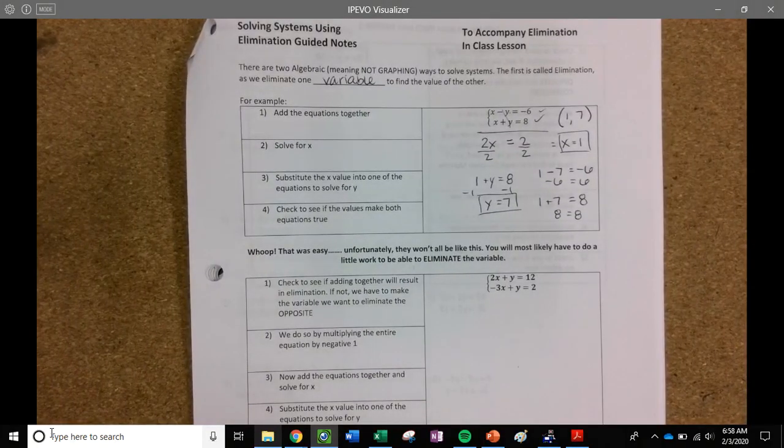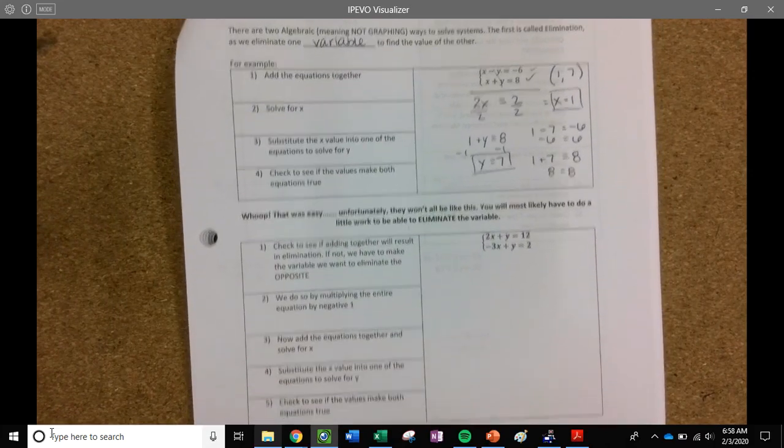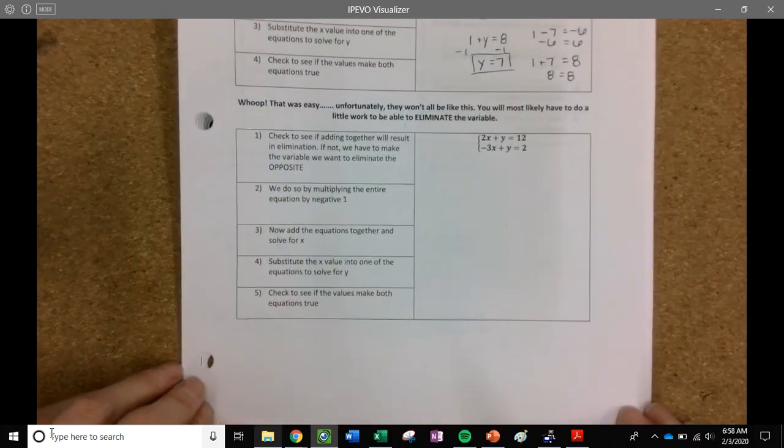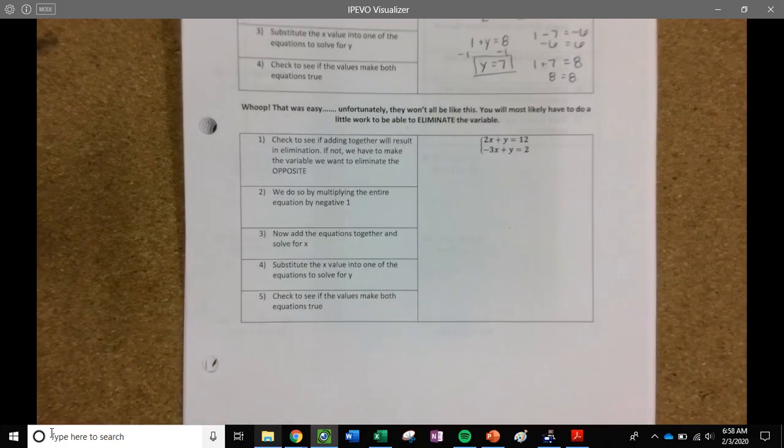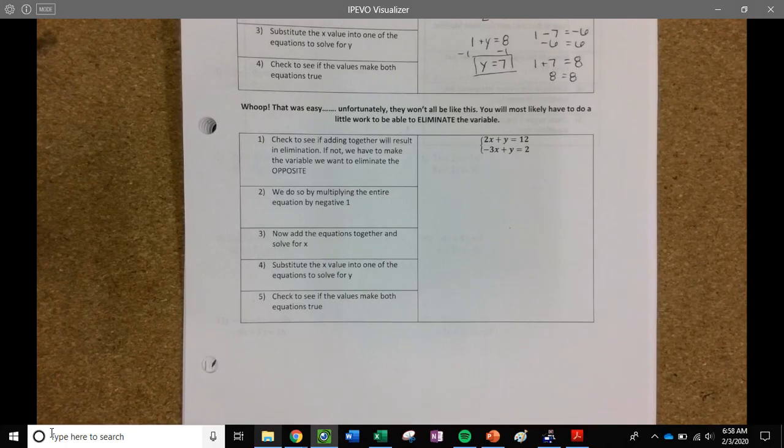All right, so that one was an easy example. Everything was all ready to go for us. The coefficients on the y's were the same with opposite signs. So that was great. We didn't have to do any work. Well, guess what? Life's not fair. It's not always going to be like that. Often we are going to have to do some manipulation here to get our variable ready to eliminate.